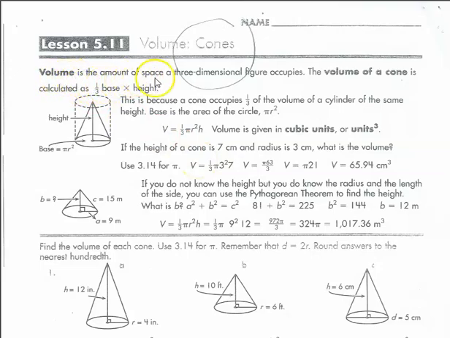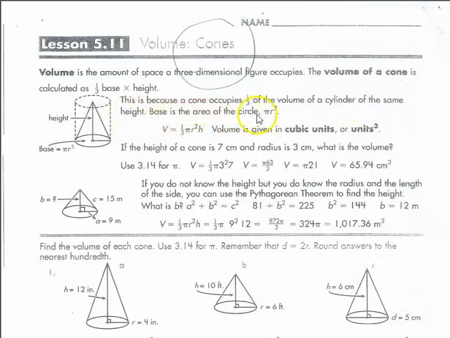Volume is the amount of space a three-dimensional figure occupies. The volume of a cone is calculated as 1/3 times base times height. Another way of saying this is that volume is how much space there is on the inside of that shape. So the volume of a cone is calculated as 1/3 times base times height. This is because a cone occupies 1/3 of the volume of a cylinder of the same height.